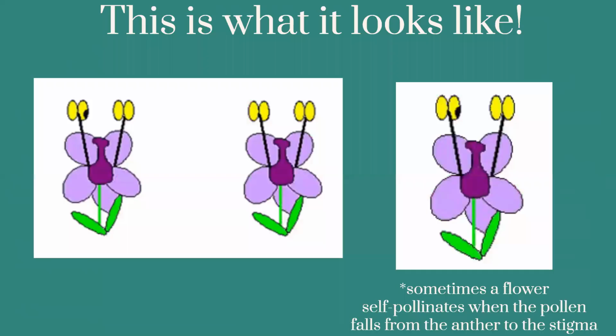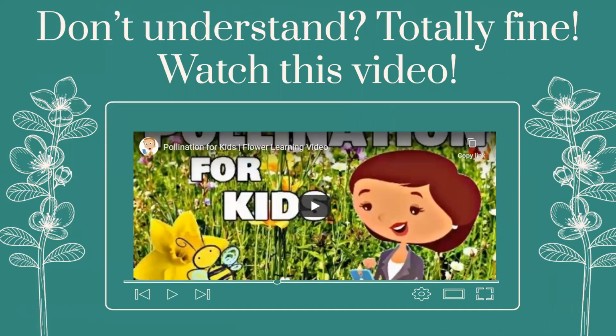This pollen transfer results in seeds being created. Here's a better image of what that looks like. On the left, you can see the pollen from one flower attaches to the bee, then transfers to the other flower. On the right, there is a flower that is self-pollinating, which means that the pollen is just falling from the anther into the stigma. If you're feeling a little lost, take a moment to pause this video and watch the video linked on the slides. If you're ready to move on, let's take a look at what happens after reproduction for seed-producing flowering plants.